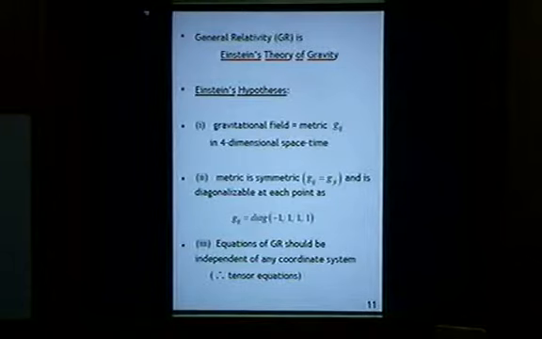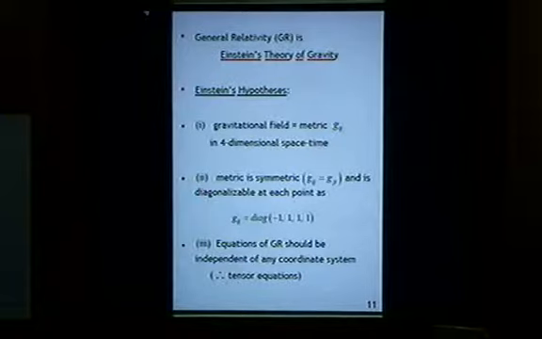Now, general relativity is Einstein's theory of gravity. So let's now again say what Einstein's hypotheses are. I went up and down with it, but let's now get them out precisely. So first of all, the gravitational field is the metric g_ij in four-dimensional space-time. So that's a revolutionary idea right there. And then the metric has to be symmetric. So we've talked about that already. You reflect it over the diagonal, you get the same thing.